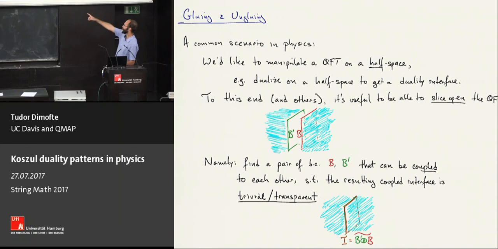The gluing property of two boundary conditions that we can slice on is that when we couple them back together, we end up with a trivial interface. So we can certainly take any pair of boundary conditions we want for two copies of the theory on a half space, but we want them to have the property that there's some sort of canonical coupling between them that leads to a trivial interface when they're put back together.